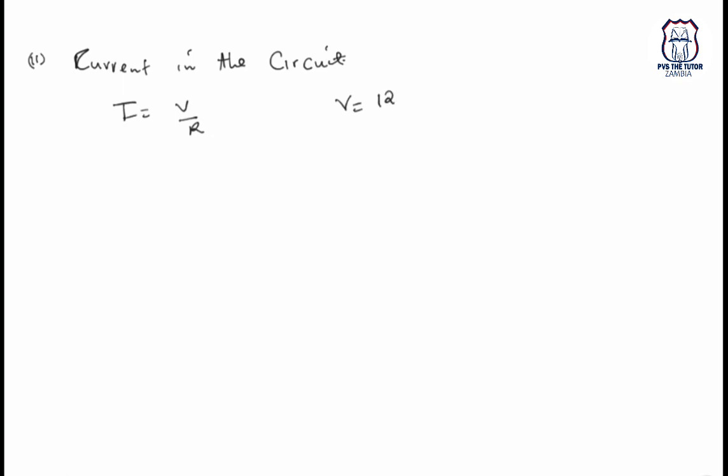So voltage is 12 volts, while resistance is 5 ohms. So just dividing there, current in this case is equal to 2.4 amperes.